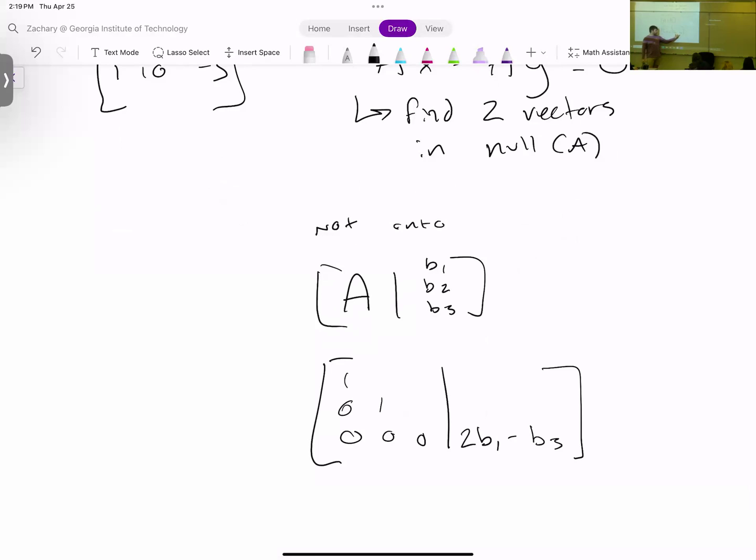So give me an example of a number for B1 and a number for B3 that would make this system inconsistent. And if something's inconsistent, we're not onto, right? So give me an example of a B1 and B3. 2 and 2 gives me 4 minus 2, which gives me 0, 0, 0, augmented with 2. Thumbs down, we're inconsistent. We've shown that there's something outside of the column space, so we're not onto. Okay.